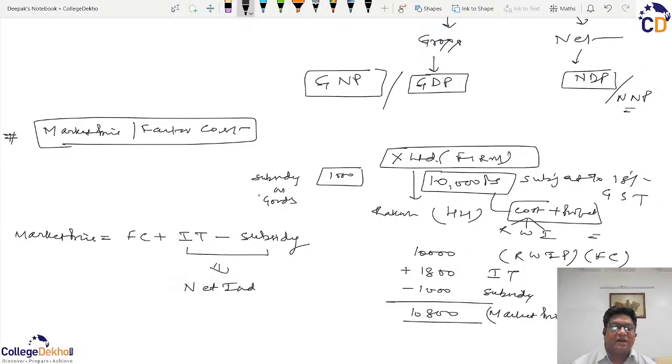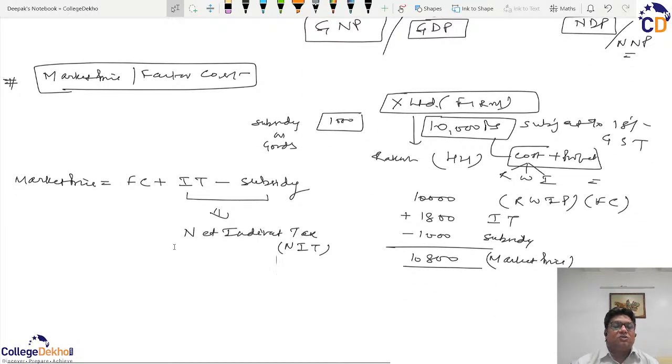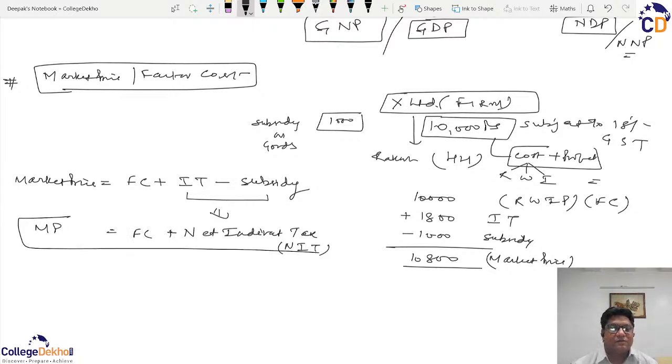If the net indirect tax is positive, it means taxes are more than the subsidy. But in certain cases, the subsidies are so huge that they exceed the indirect taxes, or it may happen that on certain goods there is no indirect tax, that is, they are exempted goods, and in addition the government is also providing subsidies. In that case, the net indirect tax could be negative. So therefore, factor cost plus net indirect tax becomes the market price.